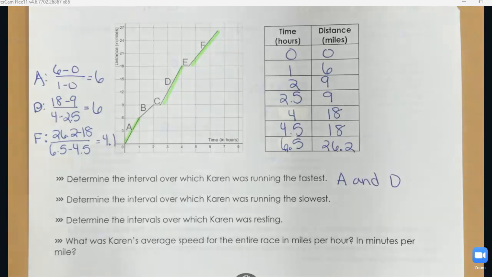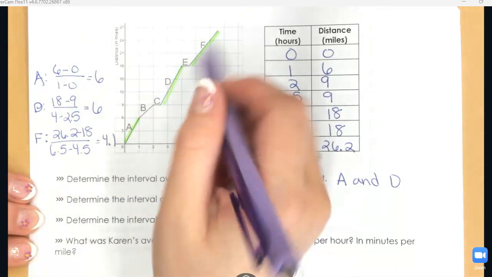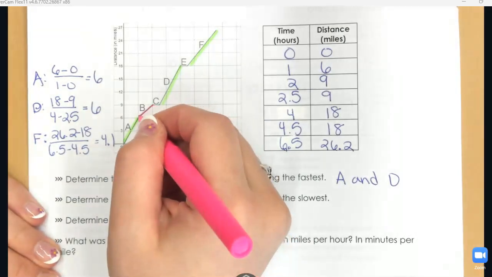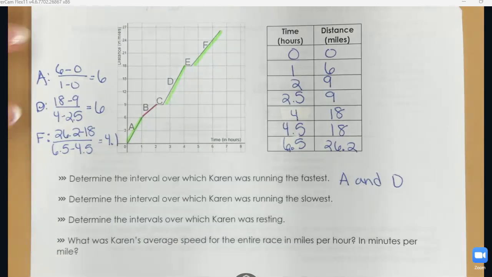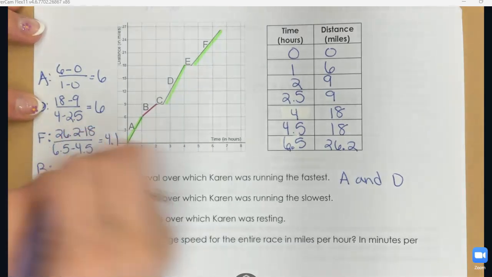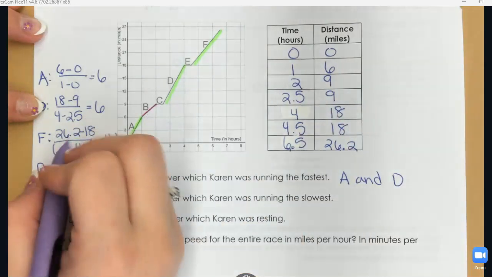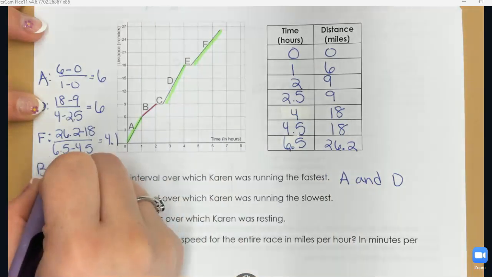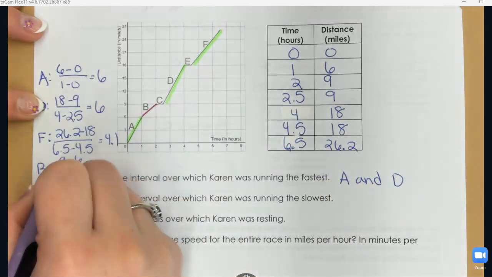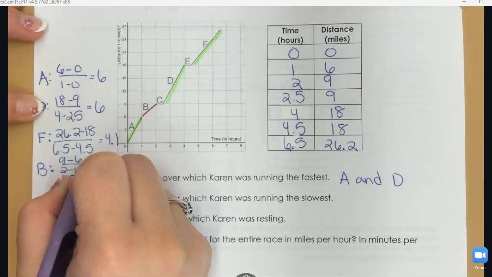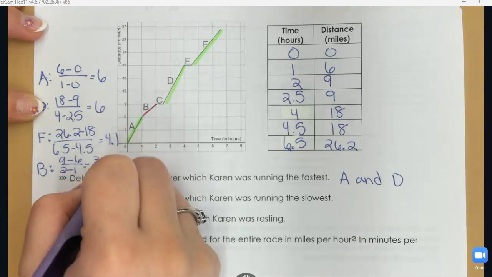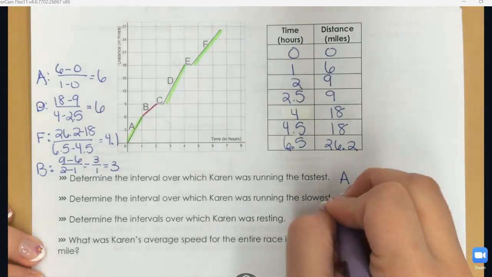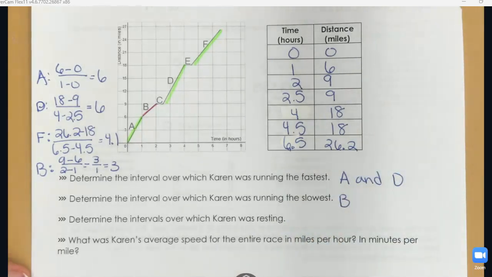So where is she running the slowest? Well, we already know those 3 intervals. Let's look at B and confirm if it is any slower than F. So if I'm looking at B, that is going to be 9 minus 6 over 2 minus 1. So that is 3, and that is the lowest slope out of all of those. So she is running the slowest over interval B.